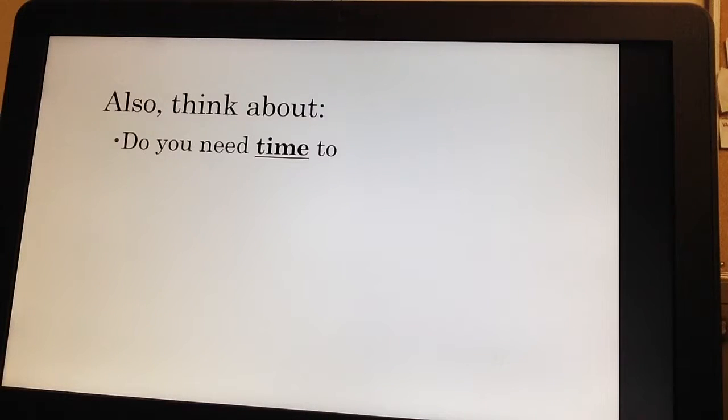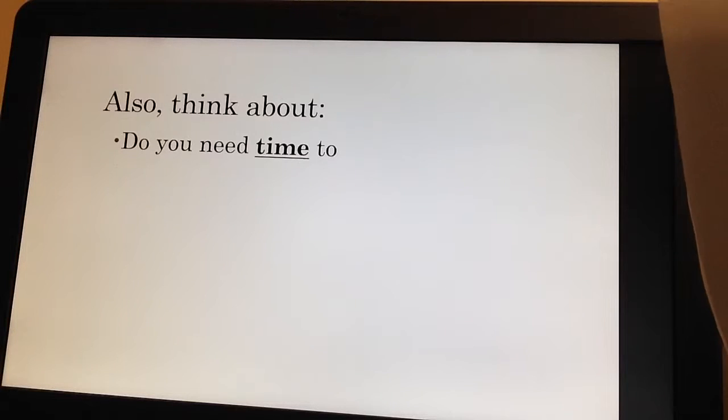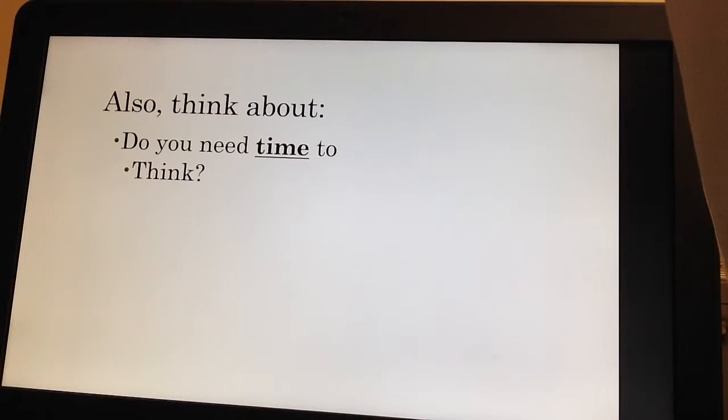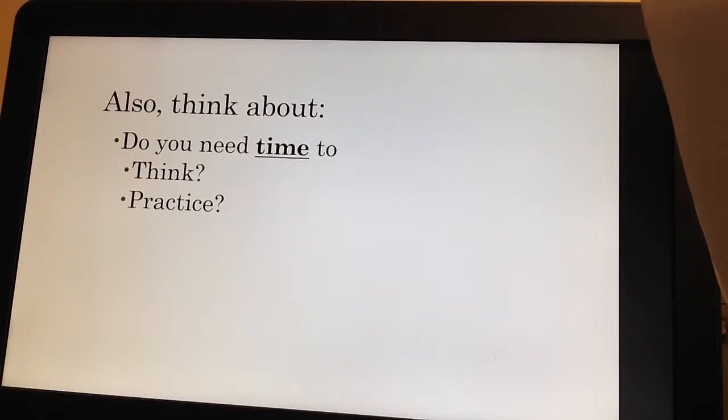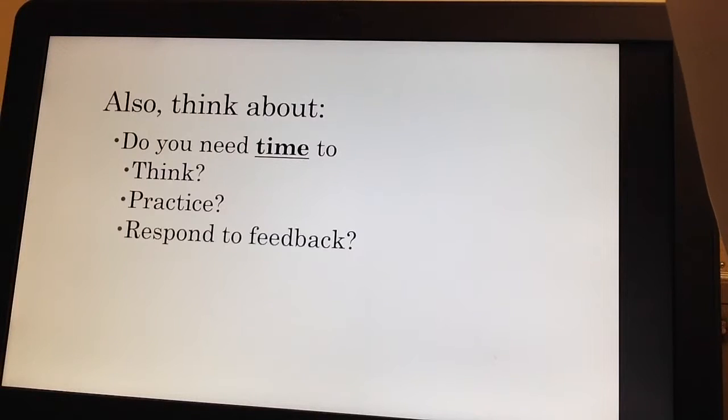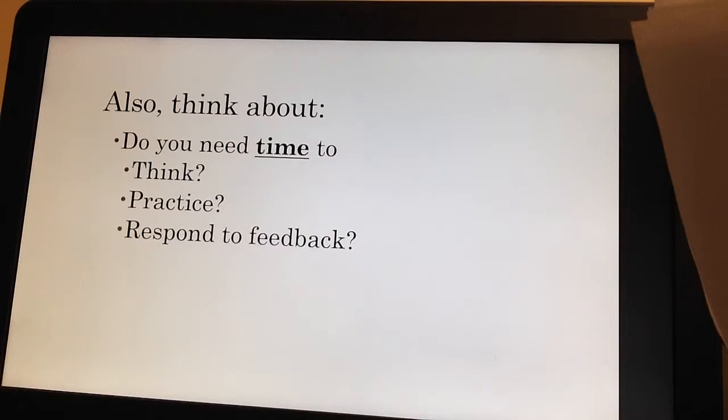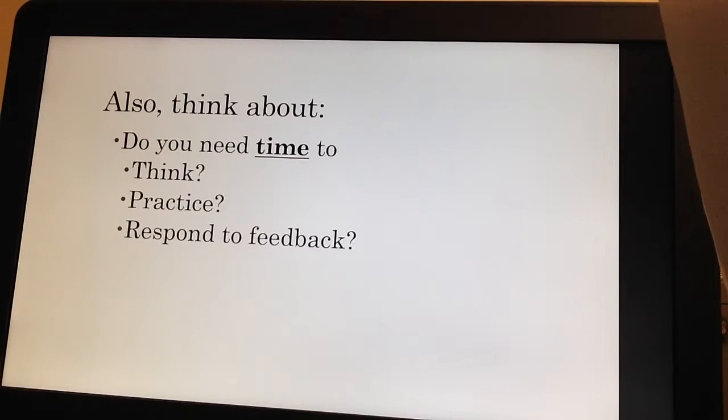Think also about how time can factor into your preparation for any test and responding to feedback. Do you need time to think after you've learned about something new? Do you need time to practice over and over and over again a specific skill? Do you need time to integrate feedback into how you see your own success as a student and to respond to that feedback? These are all important questions.